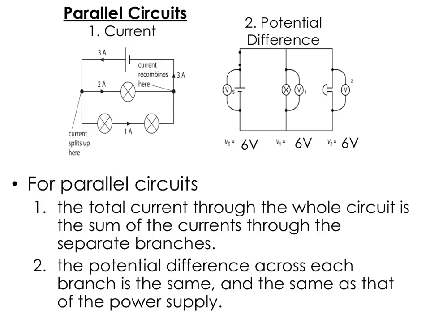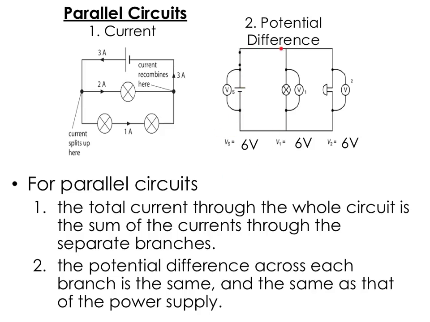So the law for current in a parallel circuit is that the total current through the whole circuit is the sum of the current through the separate branches. Looking at potential difference now, in a parallel circuit, we'll notice that the electrons will come through. They're going to go this way this time, because this is a positive side. They'll come through here. As they come through the cell, they're given 6 volts by the cell.